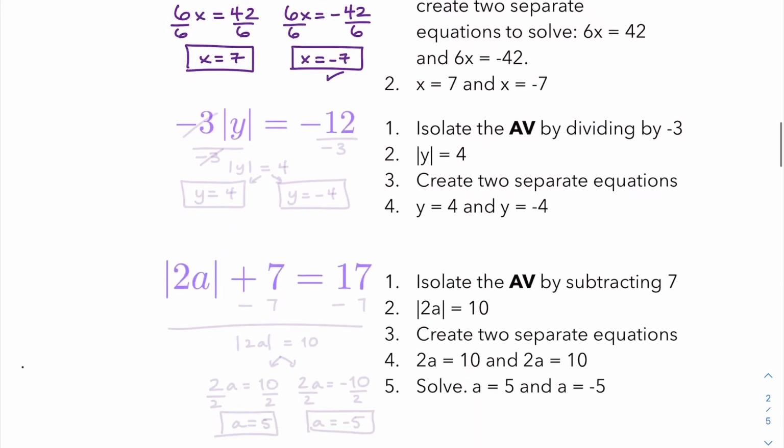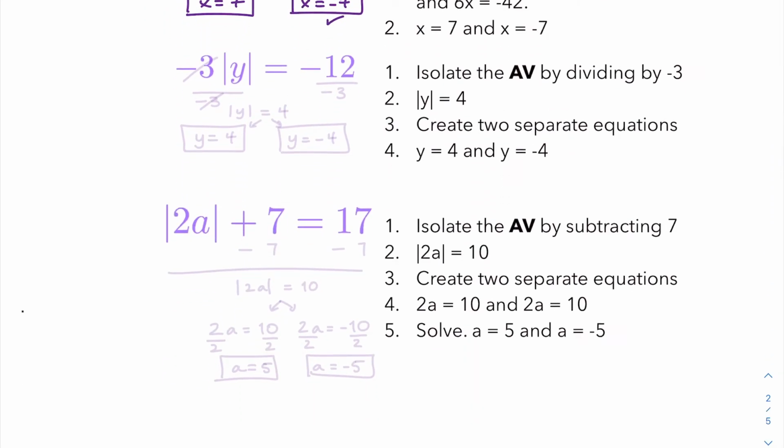In this next example, we need to isolate the absolute value first. So to do that, we're going to do the opposite operation. We're going to divide by 3, since it's being multiplied times the absolute value. -3 over -3 equals 1. So we're left with the absolute value of y equals positive 4. Now, just like before, we're going to create two equations. And we're already at the y equals form, so we're pretty much done. This is it. Y equals 4 and y equals -4 after we split it.